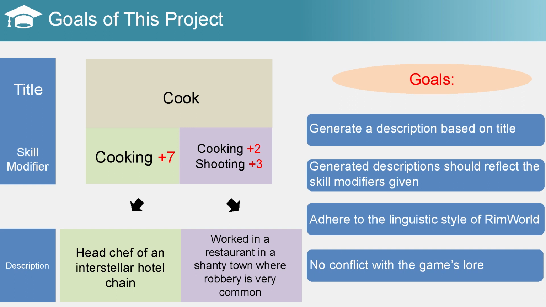More specifically, our model is supposed to meet four goals. First, it will generate a description based on the title given, and secondly, it will generate different descriptions based on the different skill modifiers. And three, it should adhere to the linguistic style of RimWorld. And the fourth, and most importantly, it should not conflict with the lore and the world setting of the game.